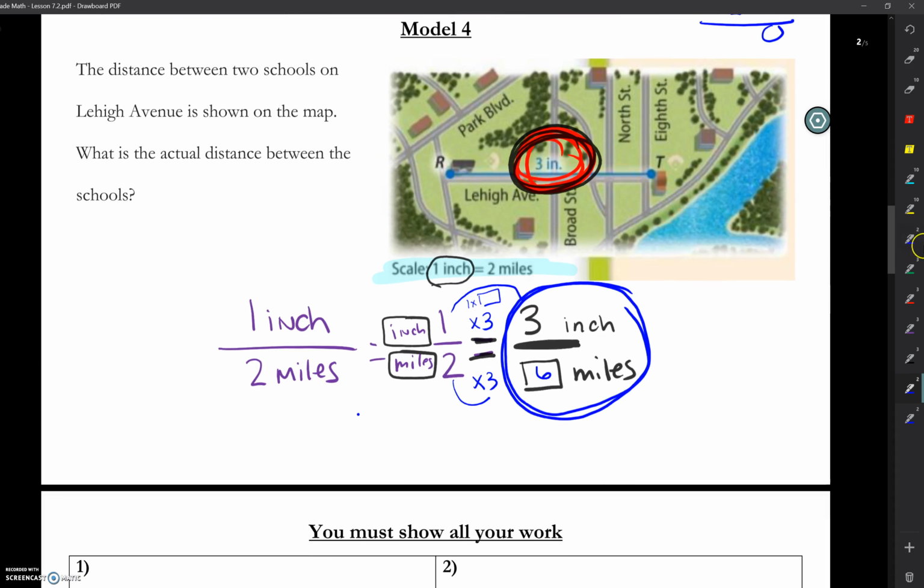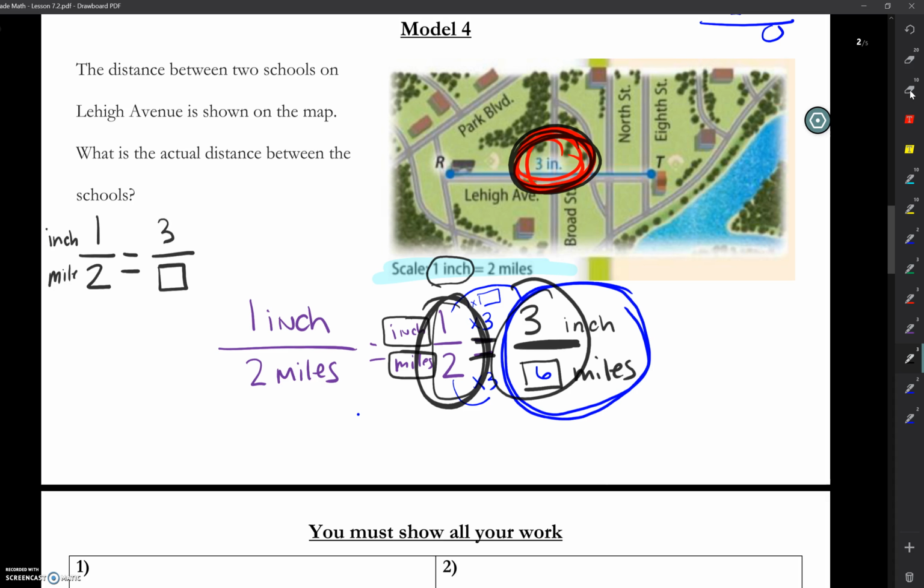Here is another way to solve this problem. I'm going to show you another way. It's called cross multiplication. What I'm going to do is set my same problem up, my ratios that I have here and there. So I'm going to have 1 over 2 is equal to, and remember, here are my inches, here are my miles, over 3 over a box, a variable. So this is miles, and this is inches.